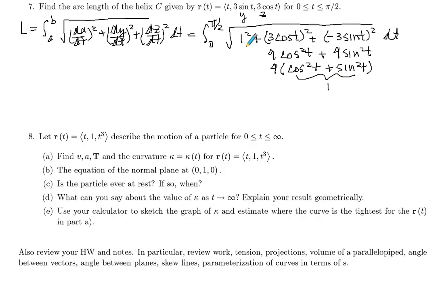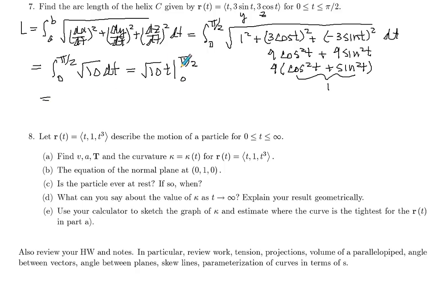So we've got a 1 here, and we've got 9 times 1 here, so we really just got 10 underneath the square root sign. So this is really just the integral from 0 to pi over 2 of square root of 10 dt. You integrate a constant, you just get constant times t, so this is root 10 t, and we're going from 0 to pi over 2.